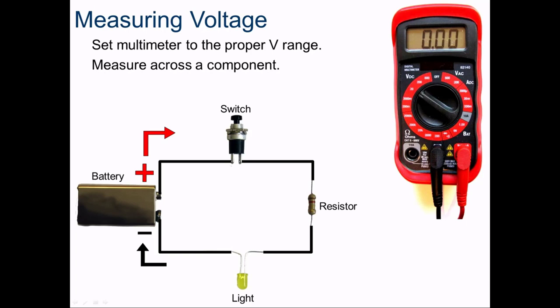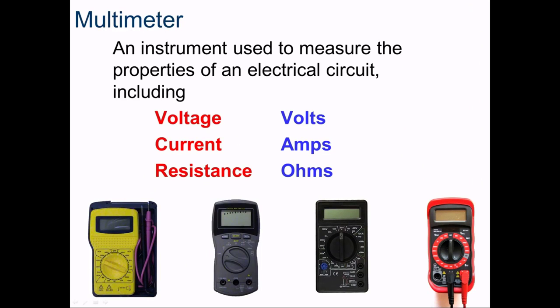And then we'll measure across our component. This is what across means. Our leads are going to be measured across this battery, or across the switch, or across the resistor, or across the LED. Multimeter: an instrument to measure the properties of an electrical current, including voltage, current, and resistance.